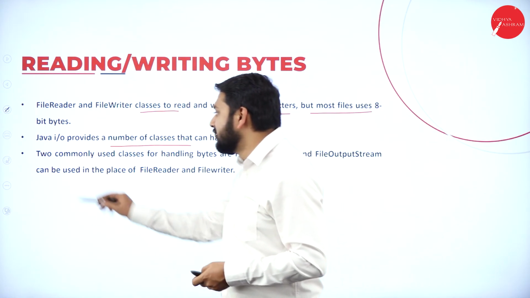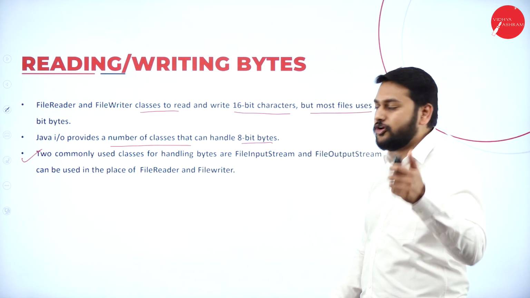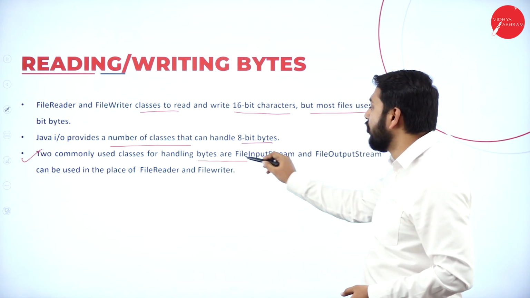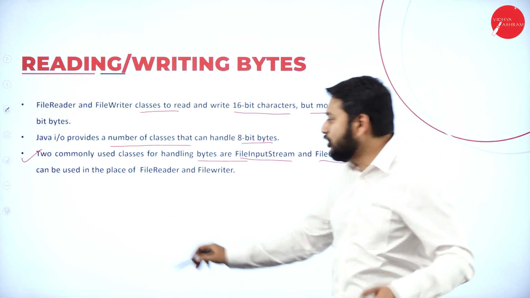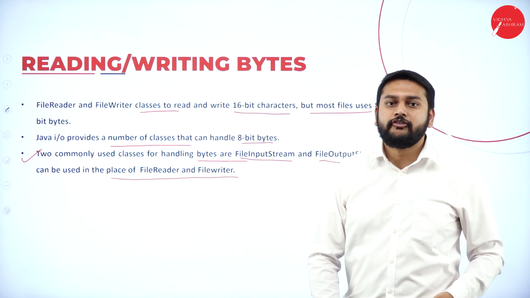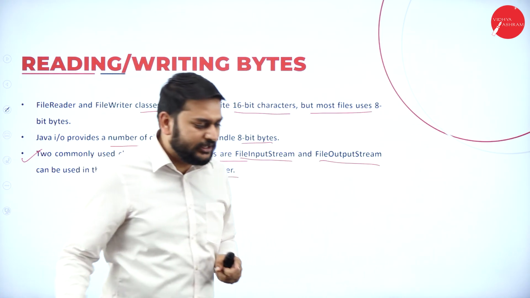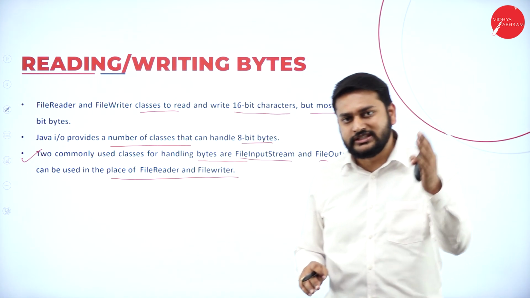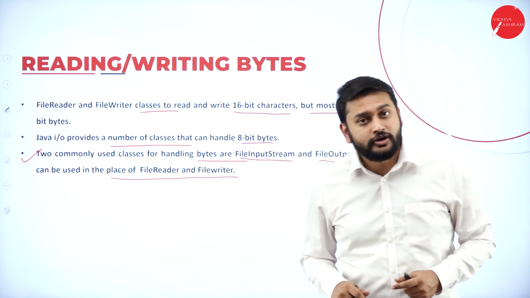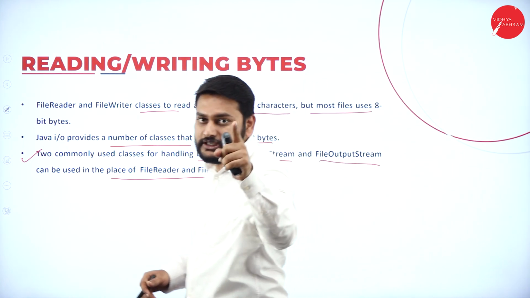So moving forward to the last point of this session, two commonly used classes for handling bytes are file input stream and file output stream. They can be used in the place of file reader and file writer. That's what you need to remember. When I'm using the file reader and file writer, it obviously performs the operation with respect to 16-bit is what you need to remember. Is it 6-bit? No, it is 16-bit. So please be careful on that.